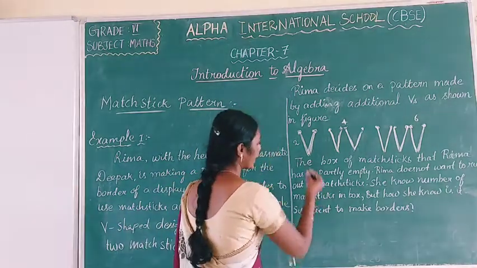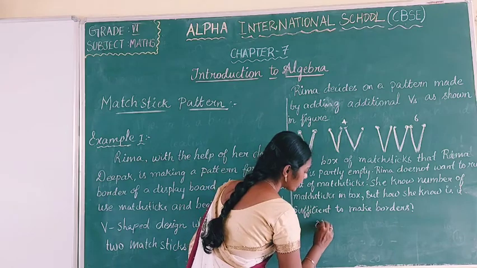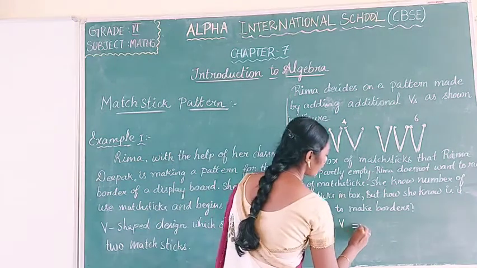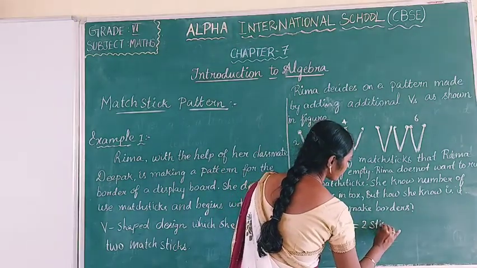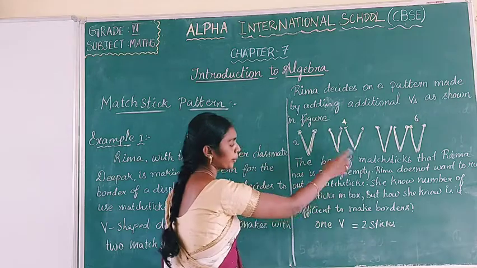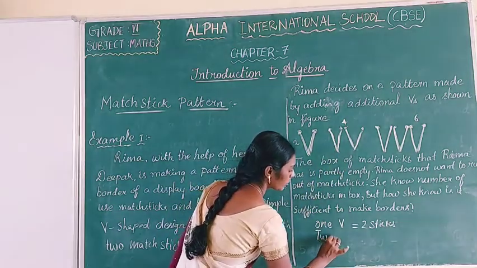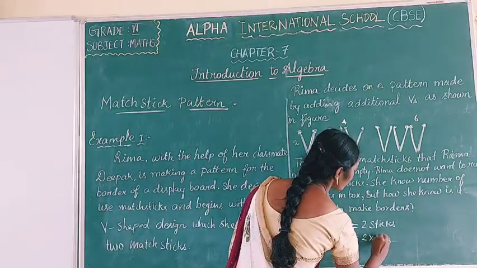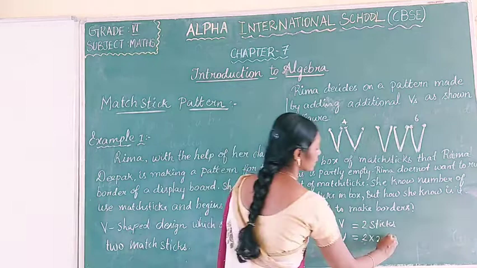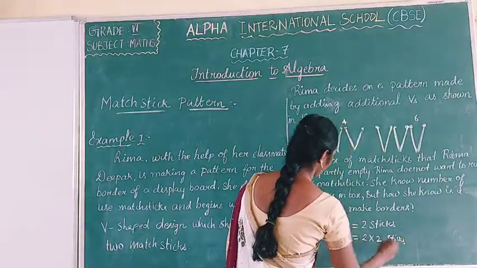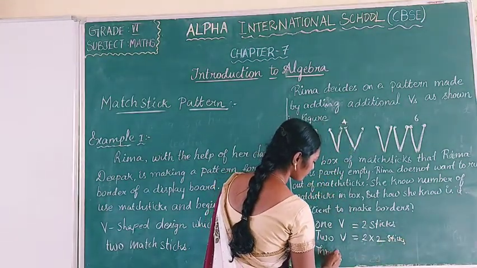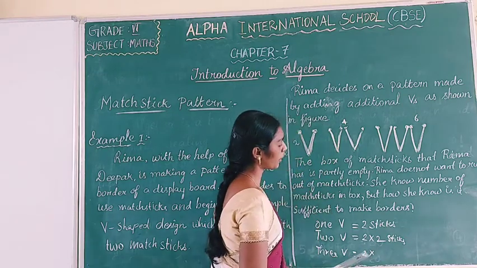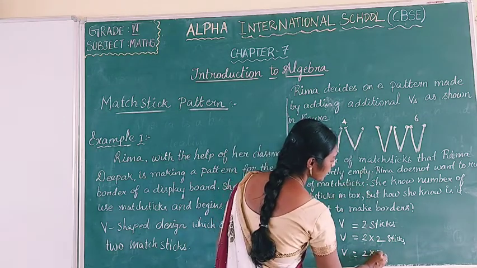See here, for example, for making 1 V, how many sticks are required? 2 sticks are required. So, for making 2 V's, how many matchsticks? 4. That means what? 2 into 2 sticks are required for me. For making 3 V's, 2 into how many sticks are required? 2 into 3 sticks are required.